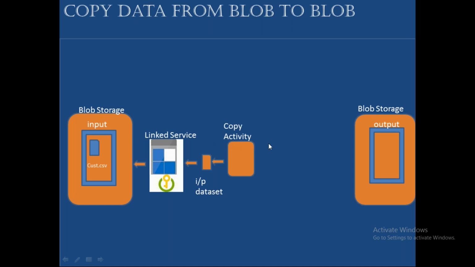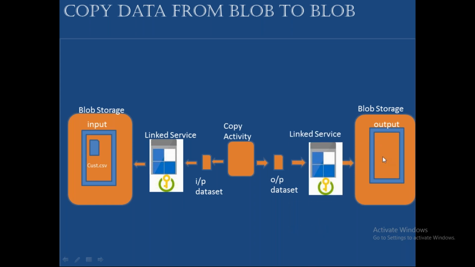Copy activity. You want to load it as is, but for that you need to create an output dataset. Why? Because you need to tell where you want to load this data. I want to load this data in the output folder, but to connect to the output folder, you need a linked service to this storage account. But we have already created that linked service, right? The same linked service you can use here. So only one linked service will be there, but two datasets will be there.